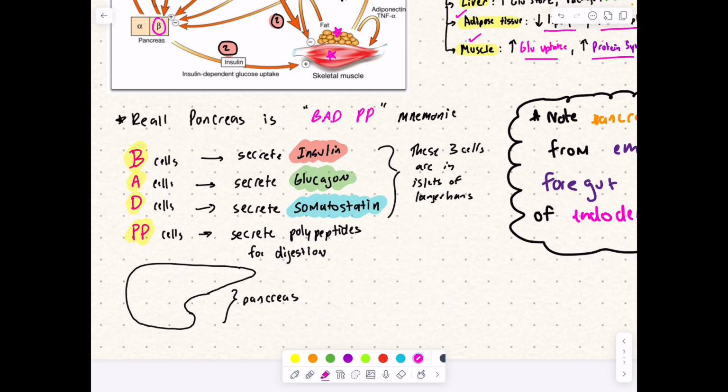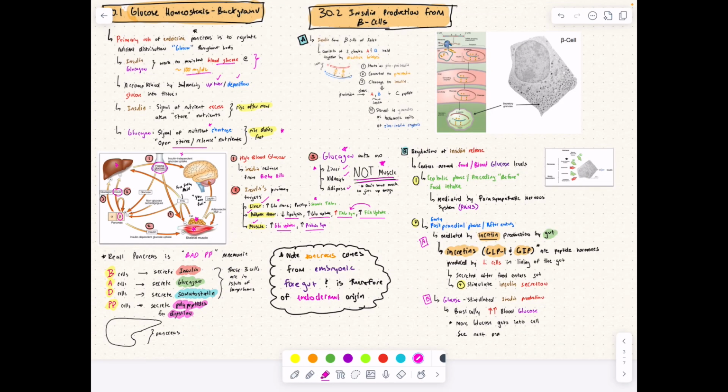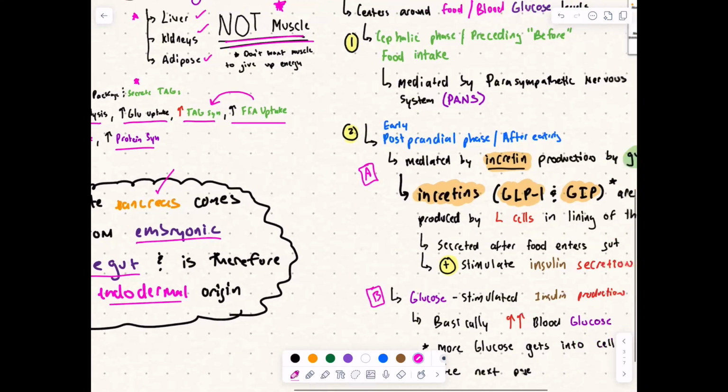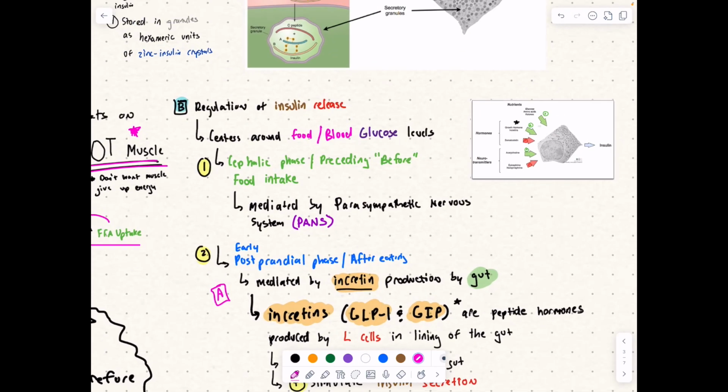And then PP, pancreatic polypeptide, is for digestion, to break down different materials in the lumen of the gut. Okay, so how do we go ahead and regulate insulin release? We'll get to that in just a second, but it's a reminder from our notes. We were told that the pancreas comes from the embryonic foregut and is therefore of endodermal origin. Is that a factoid you probably don't need to know? Yes, but there's a point made in the lecture to have that factoid.